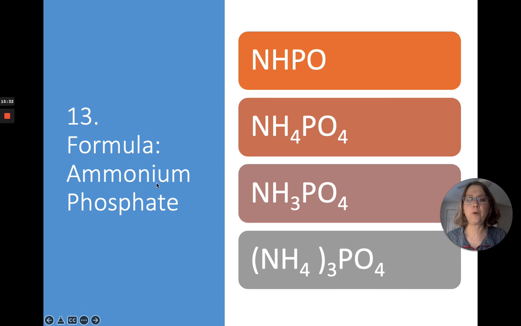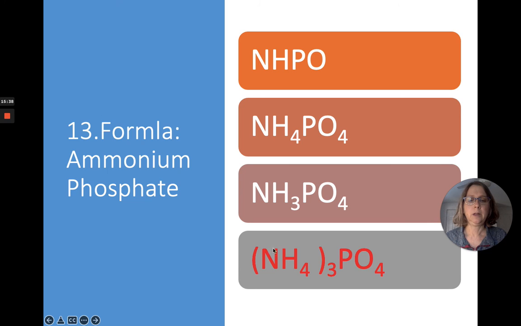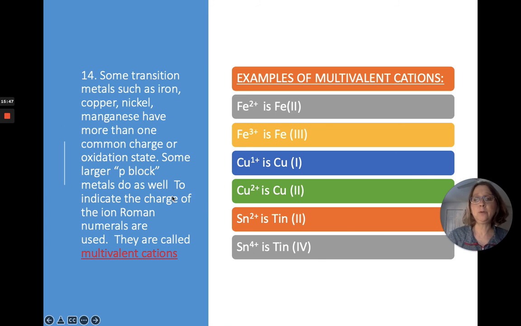How about the formula for ammonium phosphate? Look that one up. See what you think. These are 2 polyatomics. So we have NH4 is a 1+, PO4 is a 3-, so we need 3 NH4s for every 1 PO4.